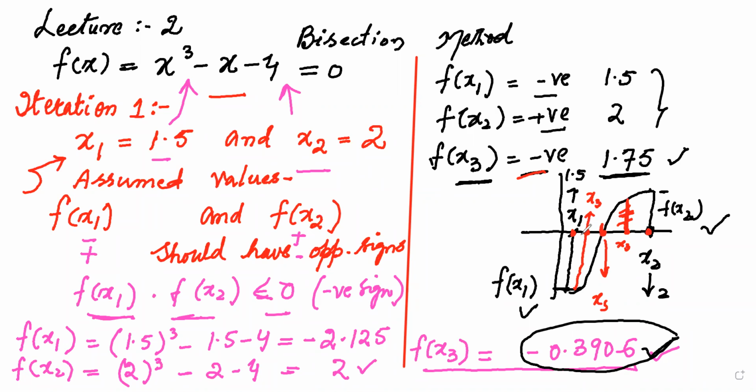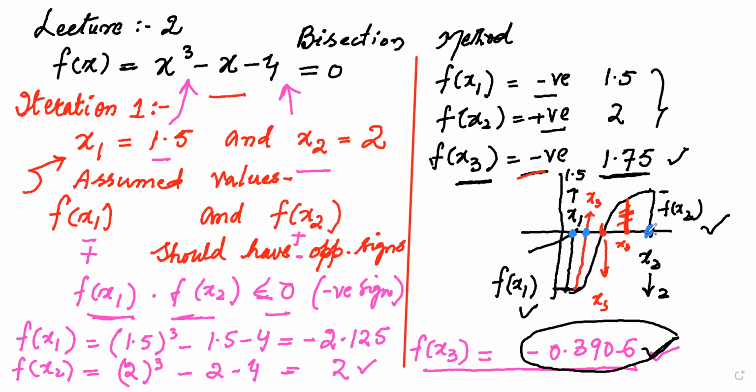Now we have x3 here. Now we have to take the next iteration values. Which iteration values we will take? That is very, very important. In the first iteration, our x1 was here and our x2 was here. Once we concluded the first iteration, we got x3, that is here. So the first interval was x1 and x2. Now we have x3, and the next interval we will take will be from x3 to x2.